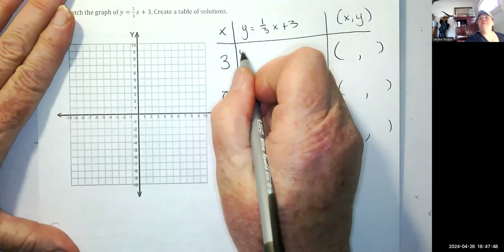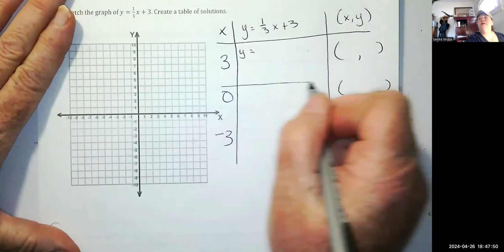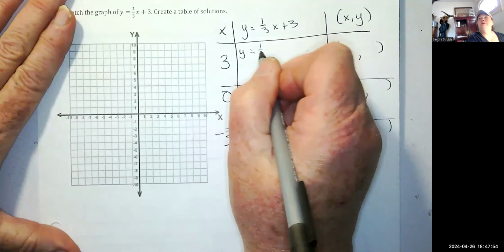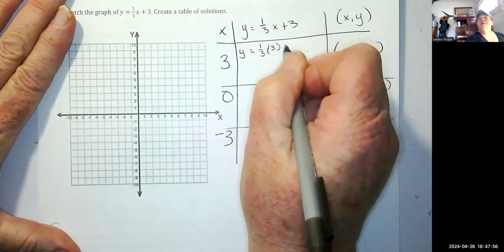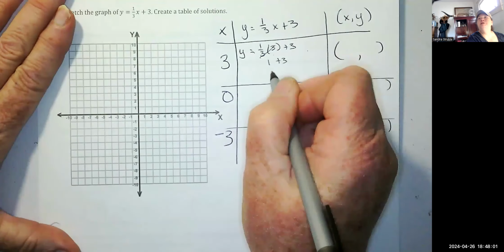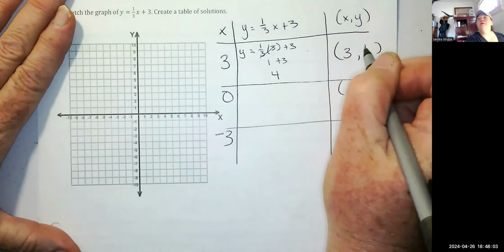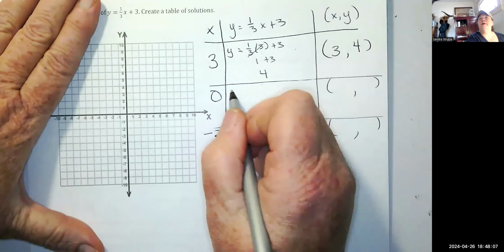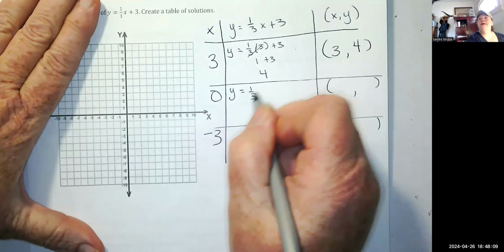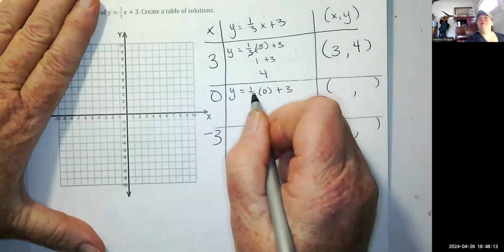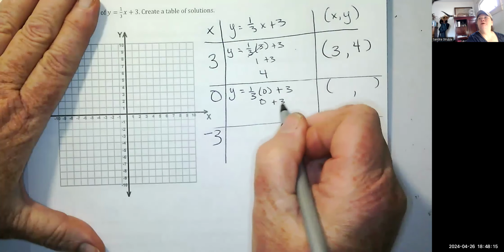So y equals 1/3 times 3 plus 3. 1/3 times 3, these reduce, and it's 1 plus 3, which is 4. So that's 3 and 4. All right, y equals 1/3 times 0 plus 3. 1/3 times 0, anything times 0 is 0. So that's just 0 plus 3, which is 3.